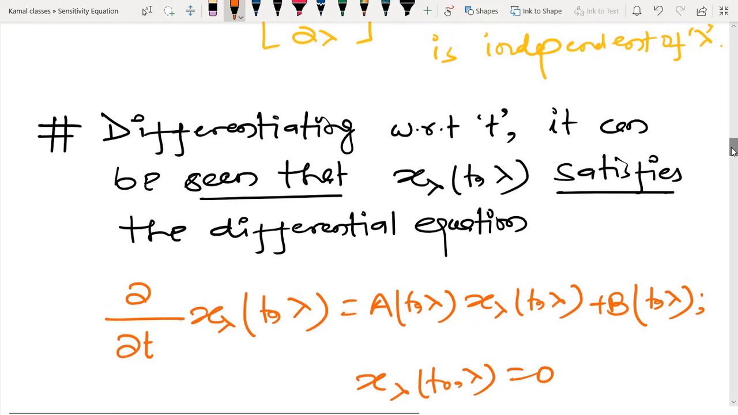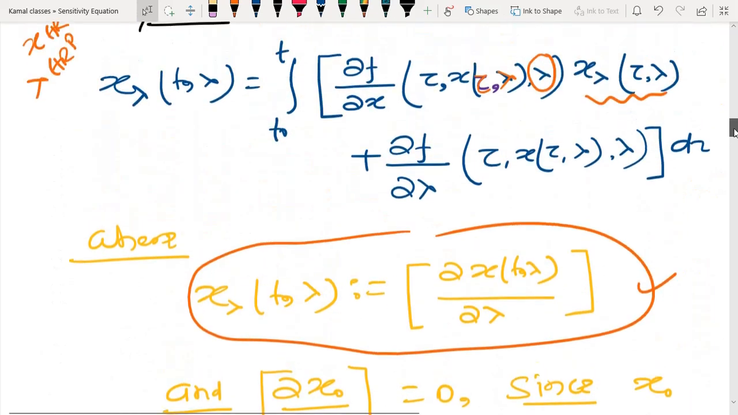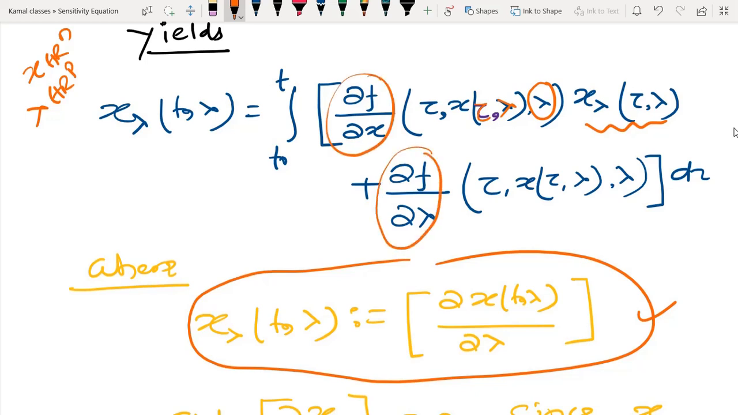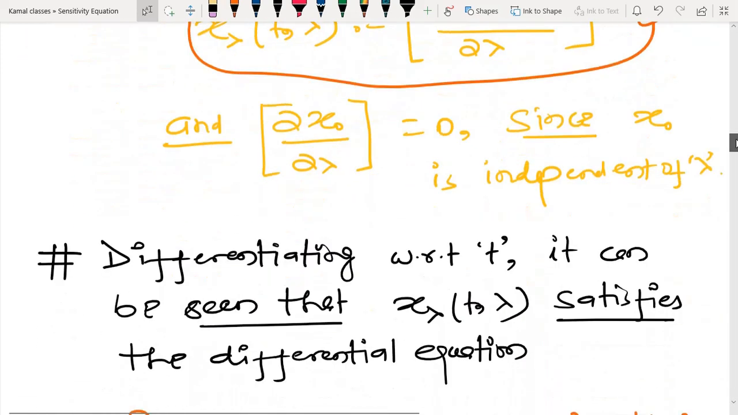Up to here I have just differentiated the solution with respect to lambda. Since dou f by dou x exists and dou f by dou lambda exists, and these two are differentiable, obviously I can tell that this is also differentiable. Does anyone have confusion? The solution x(t, lambda) is differentiable with respect to lambda, because these two terms always exist. And due to that reason this also ensures the differentiability of x(t, lambda).